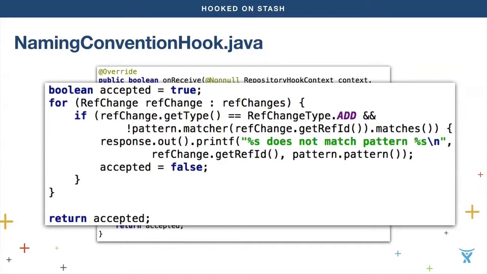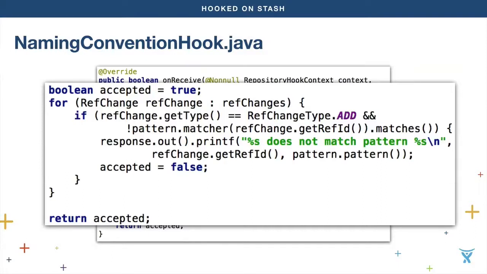So we're checking whether it's an add, and if the pattern doesn't match, we're going to pipe a message back to the developer's terminal. So we're doing that, and then we're setting accepted to false. So that's then returned. A false return value means that the push is rejected. True means that it should succeed.